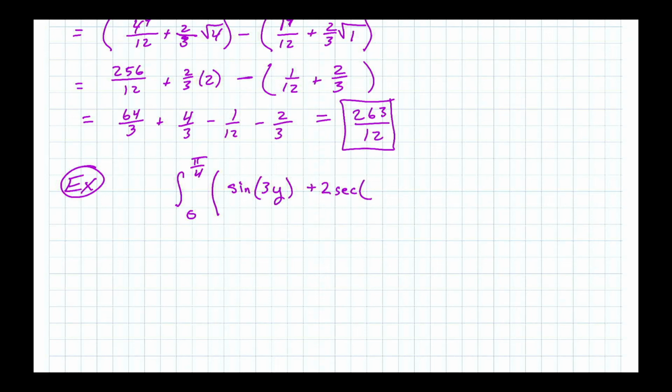Wait, if I do 4y, no, let's just do 2 secant y, tangent y. I think that'll be okay. Secant is 1 over cosine, not defined at pi over 2. It's fine at pi over 4. Yeah, that's fine. Okay, yeah, let's do this.